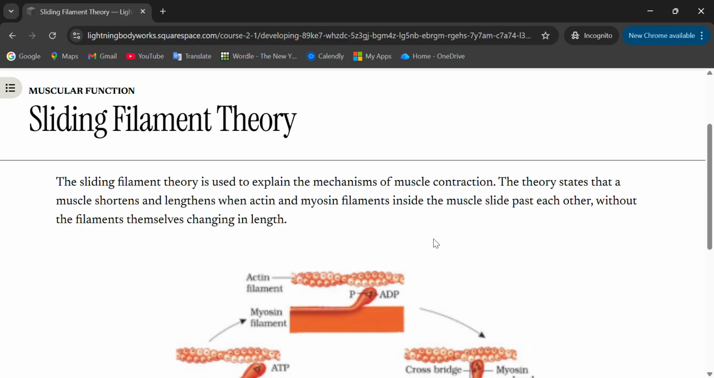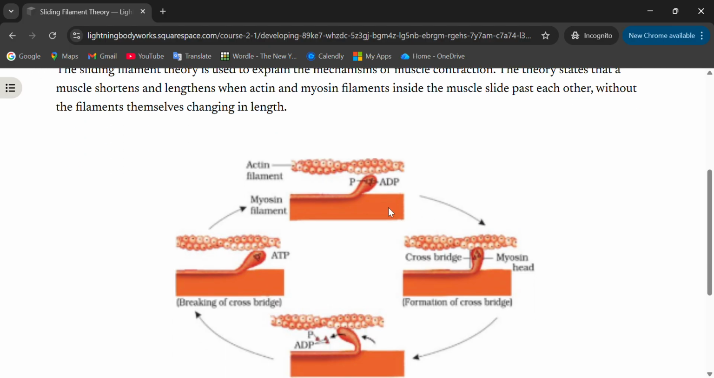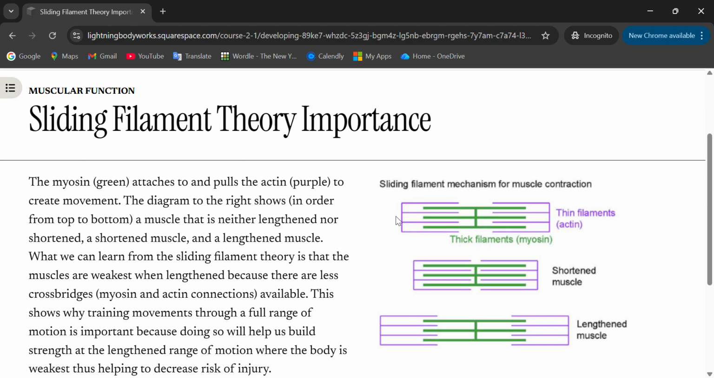Sliding filament theory is used to explain the mechanics of muscle contraction. Basically, this is your muscle. When you contract, it shortens and it slides the muscle filaments past each other. So this is a lengthened muscle. As you contract, it shortens.